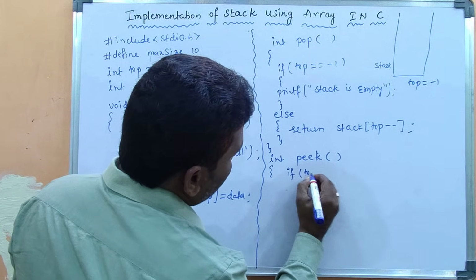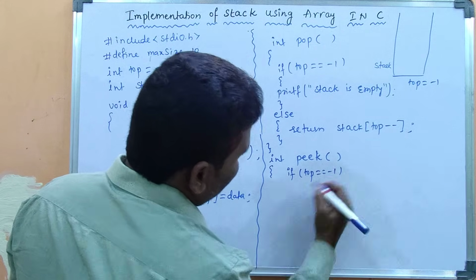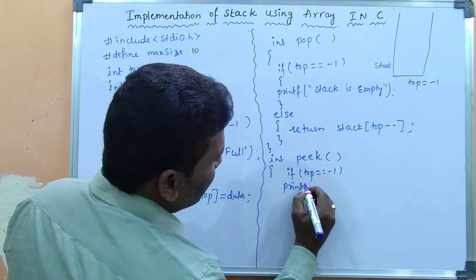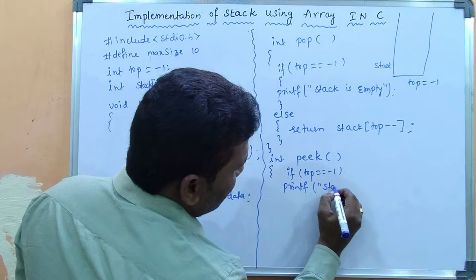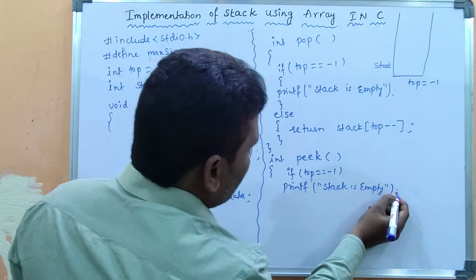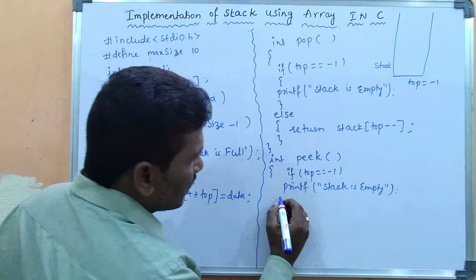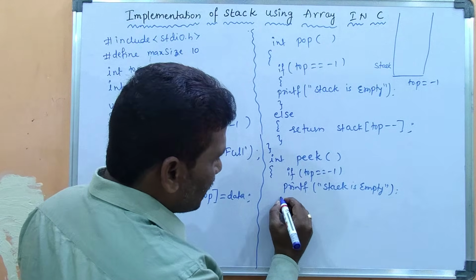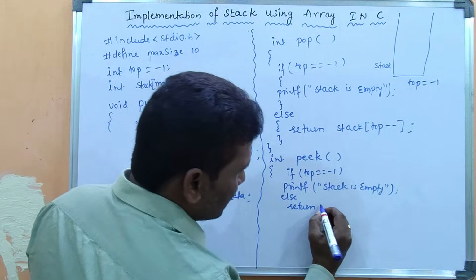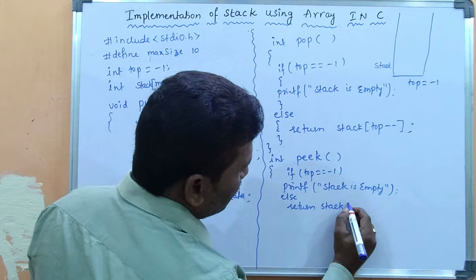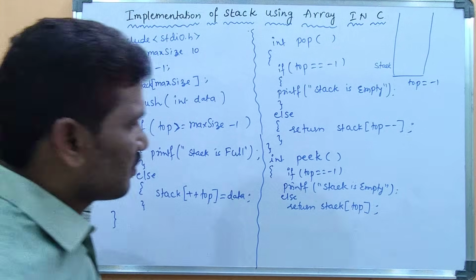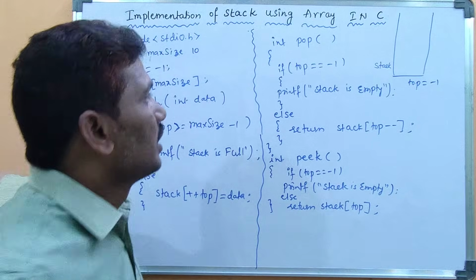If top value becomes -1, then what you have to do is printf "stack is empty". I did not use any brackets here because it has only one statement. Got my point? Else, what happens? Return stack of top, which will return the top element from the stack.